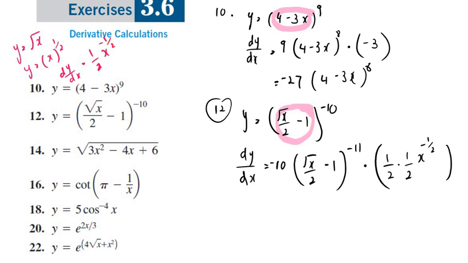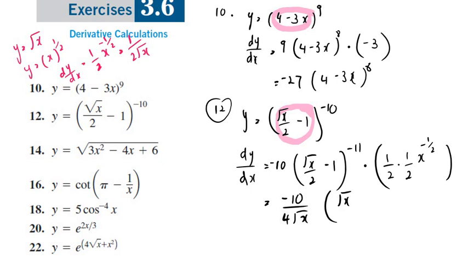So let me do this separately. When y is equal to square root of x, we can write it as y equals x to the power half, and dy over dx is equal to half x to the power half minus 1, which is minus half. So that is equal to 1 over 2 root x.